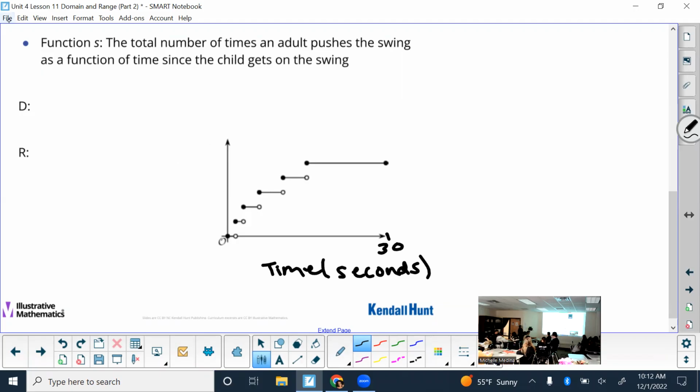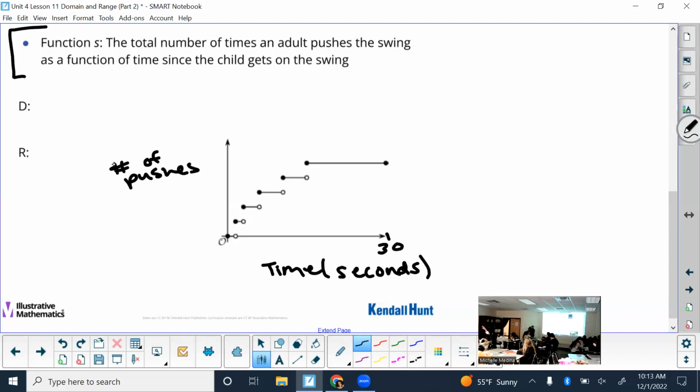So what is time being compared to in this one? Read it. So that's what our time is down here. So what is our time being compared to? Good. So it's the number of times an adult pushes the swing. That's the other thing that's in the sentence. So number of pushes.